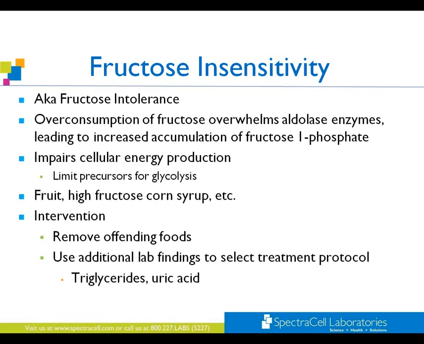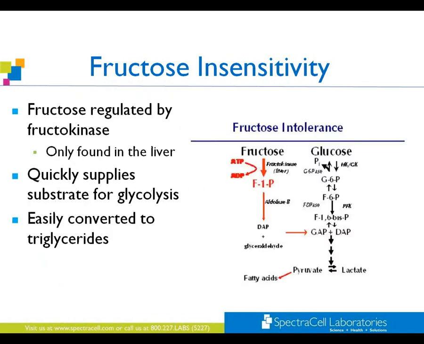And then some of your interventions on this will be predominantly to remove the offending food. Give these enzymes time to catch back up with this process. And you can look at some of the additional lab markers to help you better define how much effect this is having, if you're seeing elevations in the triglycerides, elevations in uric acid, this type of thing.